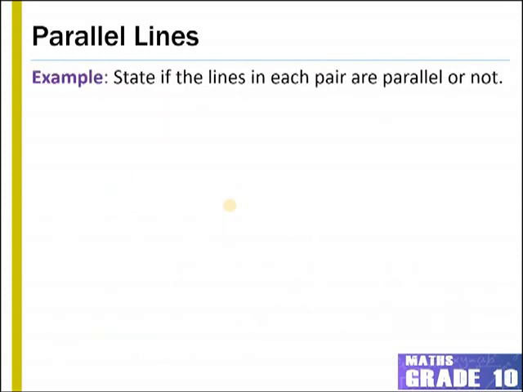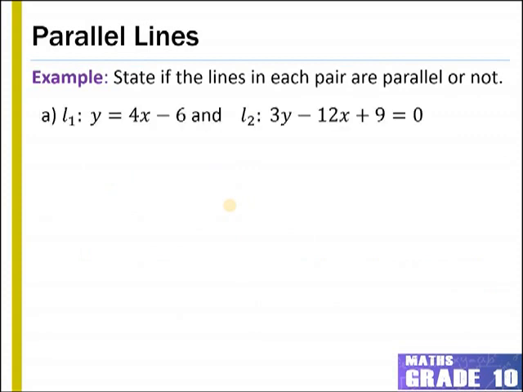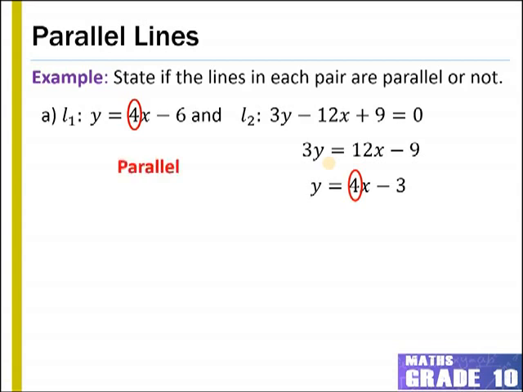Example, state if the lines in each pair are parallel or not. A. L1 is y equals 4x minus 6, and L2 is 3y minus 12x plus 9 equals 0. Let's rearrange L2 into the form y equals mx plus b. We'll start by adding 12x and subtracting 9 from both sides to get 3y equals 12x minus 9. Then divide both sides by 3 to get y equals 4x minus 3. They both have a gradient of 4, so yes, they are parallel.